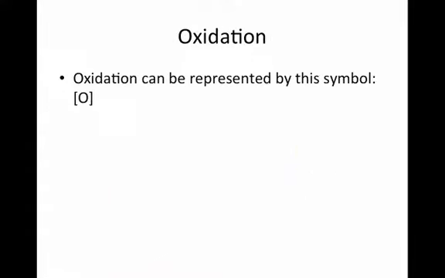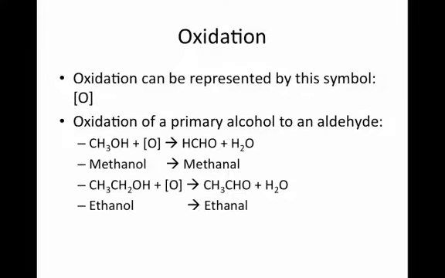So, as we covered in the lesson, oxidation can be represented by using this symbol, O, in some square brackets. It's a lot simpler than writing out the oxidizing agent because quite often it doesn't matter which one you use.